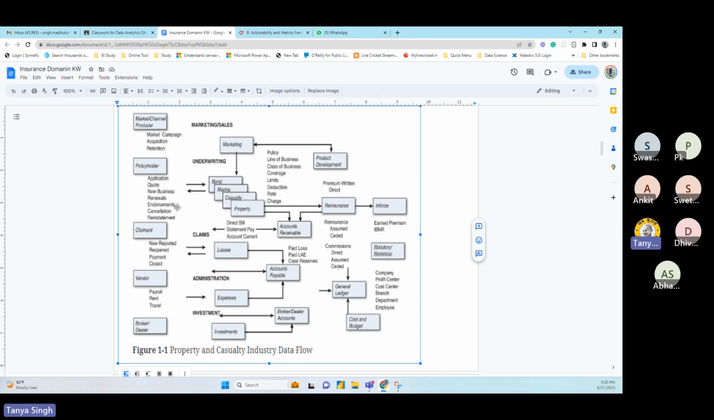And this is the typical process flow of any policy. And at each step you see a lot of data is produced, right? So that's where the underwriting system goes here.